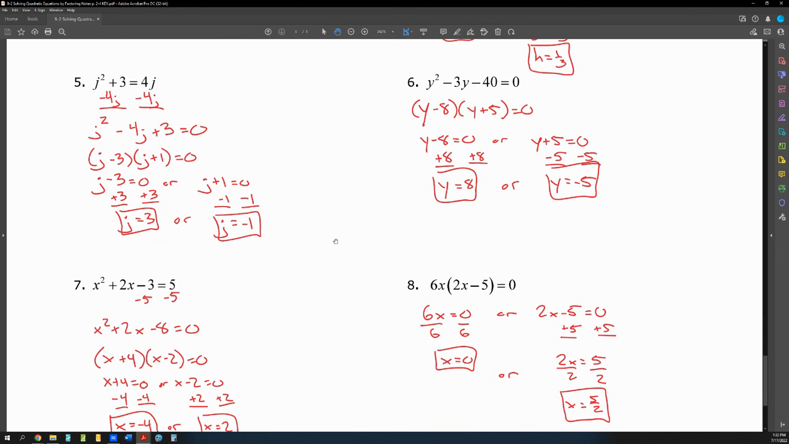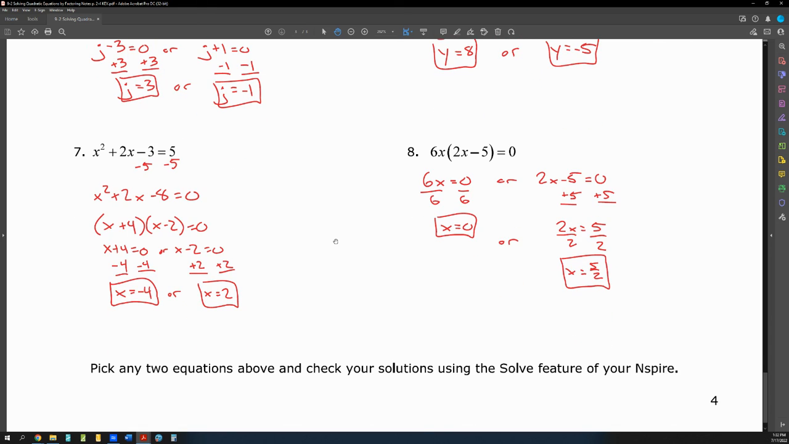Number 5, we get solutions 3 or negative 1. Number 6, 8 or negative 5. Number 7, negative 4 or negative 2. And finally, number 8 is already factored. We get solution 0 or 5/2. Did you get all of them?